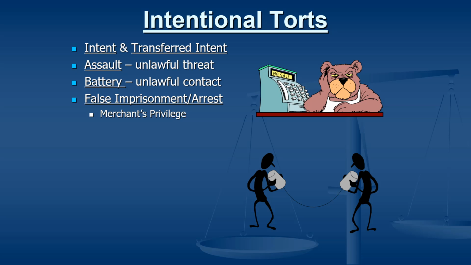In Tennessee, we have a statute that governs merchant's privilege, and it says they have the right to detain somebody for a reasonable period of time if they reasonably believe that you have essentially taken something, or that you've attempted to shoplift or are shoplifting. So what we have to look at is, did they have that reasonable belief? Did they detain you for a reasonable period of time? And did they use reasonable means to detain you?